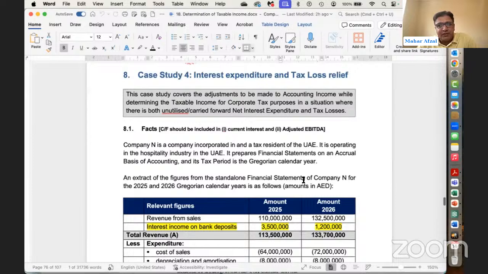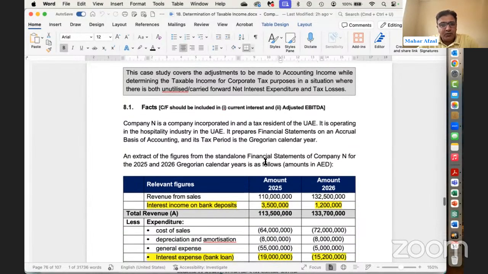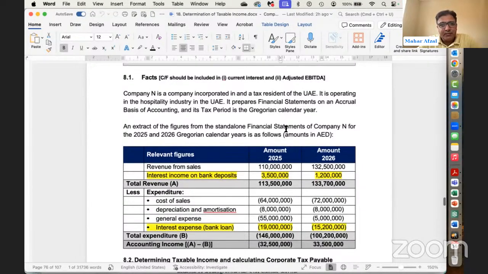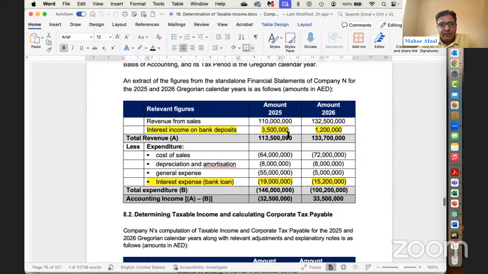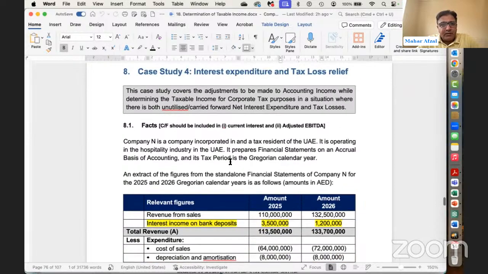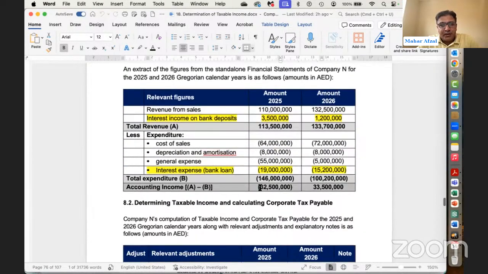Interest expenditure and tax loss relief. Now they have given the interest expenditure and tax loss relief, both of the things in this example. N is a company incorporated in and tax resident in the UAE. Hospitality industry. Accrual basis financial statement. They are asking to calculate the taxable income. So again, I need to take this accounting income. This is a loss, by the way, accounting loss of 32,500.